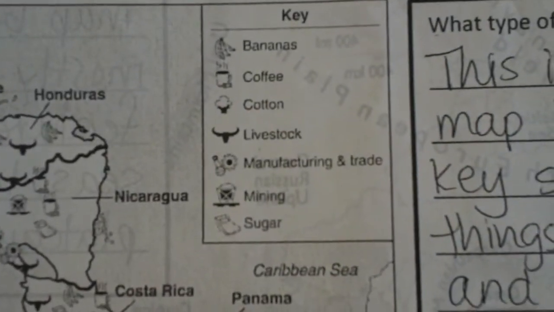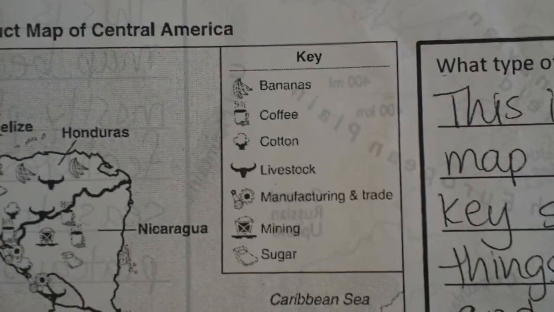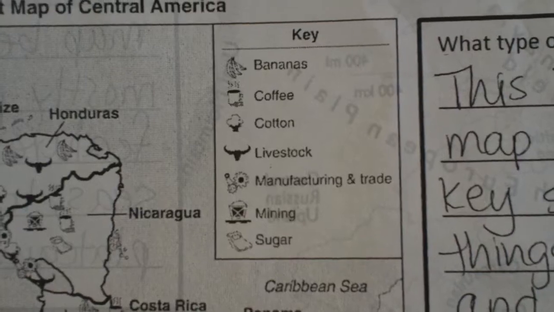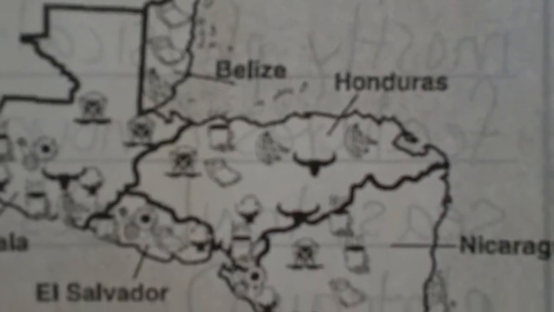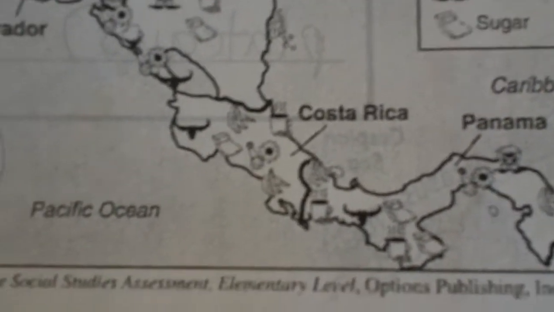If I look closely at the key, it says bananas, coffee, cotton, and has little symbols or pictures next to each one of those items. That means that these are things you can buy and sell. So for example, if I find bananas in Honduras, I know that Honduras sells or produces bananas. I also see bananas over here in Panama. I see bananas in Costa Rica, up at the top and at the bottom, and so on.